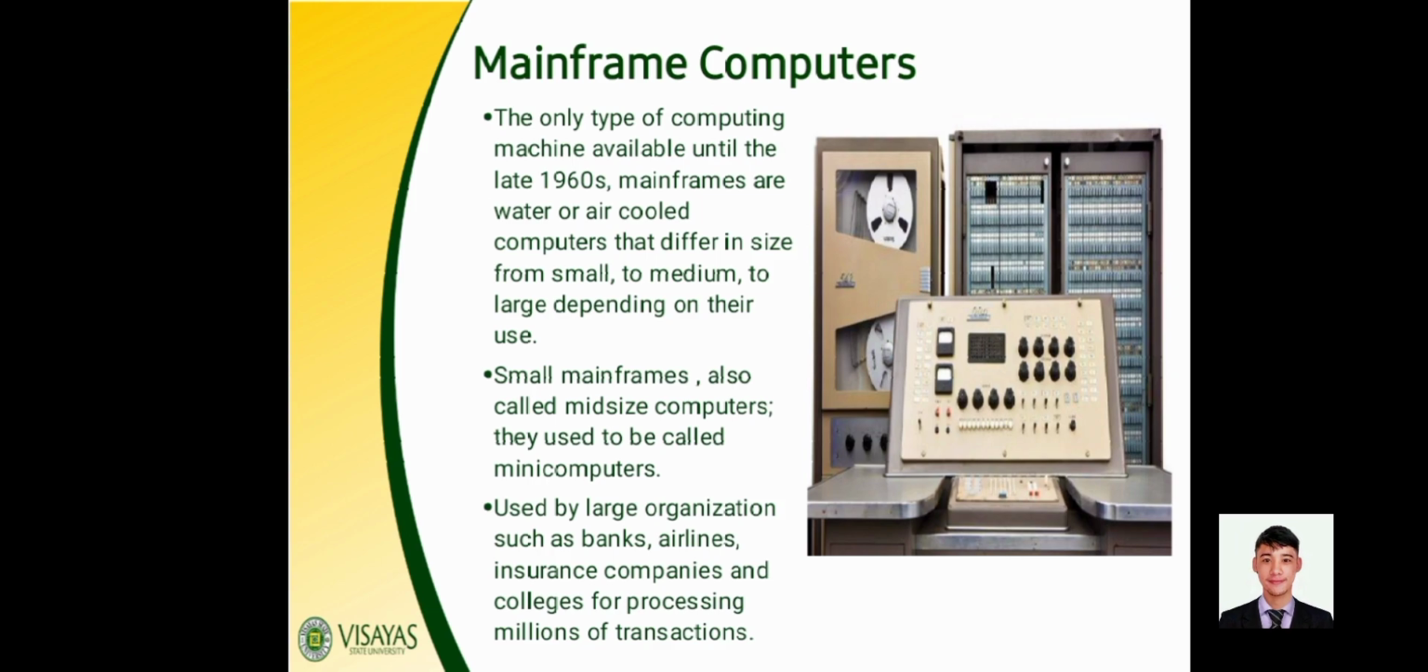Mainframe computers were the only type of computing machine available until the late 1960s. Mainframes are water or air-cooled computers that differ in size from small to medium to large depending on their use. Small mainframes, also called mid-size computers, used to be called mini-computers, and are used by large organizations such as banks, airlines, insurance companies, and colleges for processing millions of transactions.